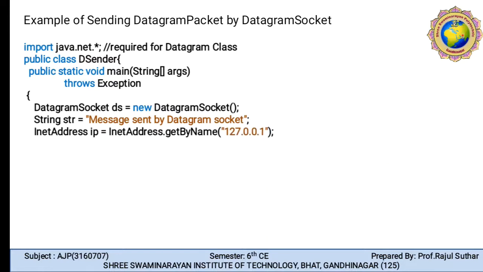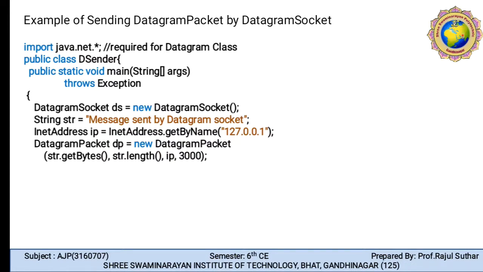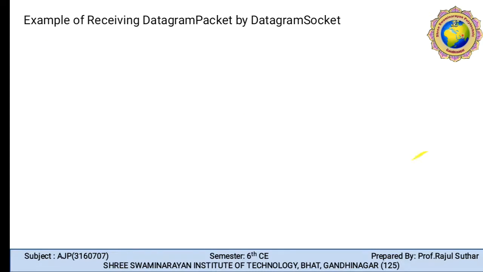InetAddress ip is equal to InetAddress.getByName. Here a URL is used, or you can use an IP address. DatagramPacket dp is equal to new DatagramPacket(str.getBytes(), str.length(), ip, port number). Here 3000 is nothing but the port number. The ds.send method is used and ds.close is used.